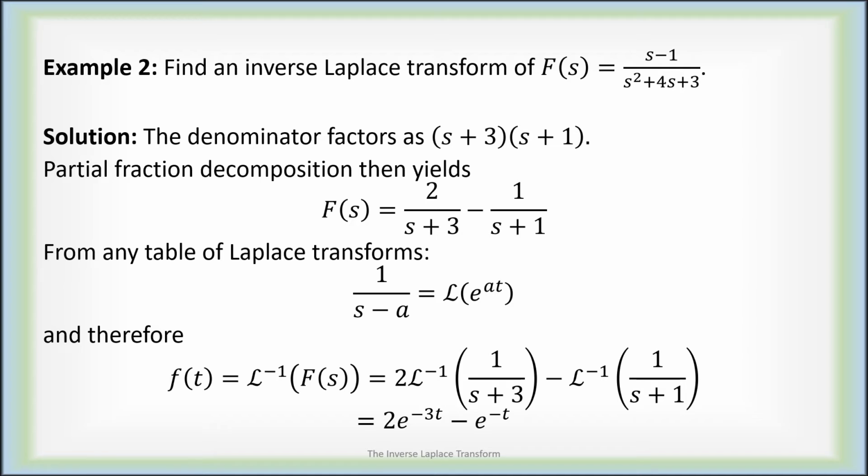The first is just going to be e to the minus 3t, and the second is just e to the minus t. As found in any table of Laplace transforms, you'll find this entry right here. So here we have 1 over s minus negative 3. Therefore, this is the Laplace transform of e to the minus 3t. There we have it. And similarly here. So now we have found a function whose Laplace transform is capital F of s.